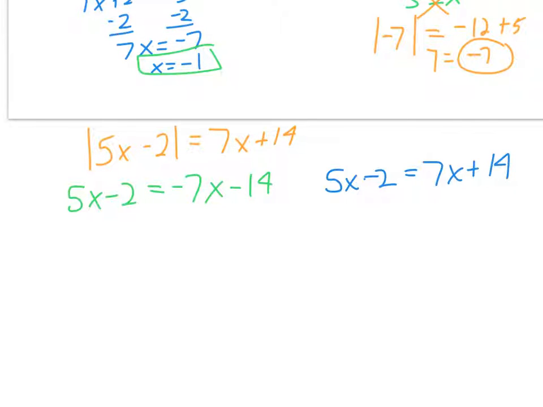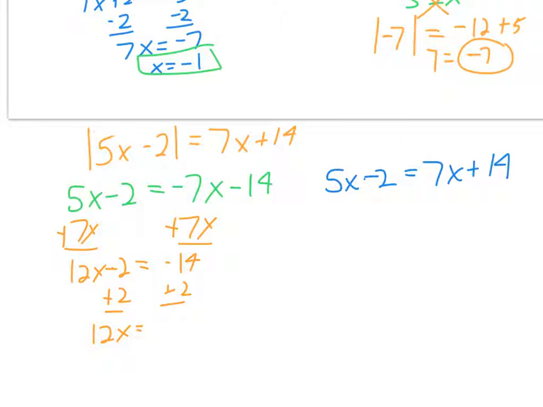Let's see, on the green one over here, first thing I'd want to do would be to add the 7x. Gives me 12x minus 2 equals negative 14. Add the 2. We get 12x equals negative 12, so it looks like x is negative 1. Now, you might not have really noticed it, but I mentioned again that 7x plus 14 would be negative if x were less than negative 2. So the negative 1 is just fine.